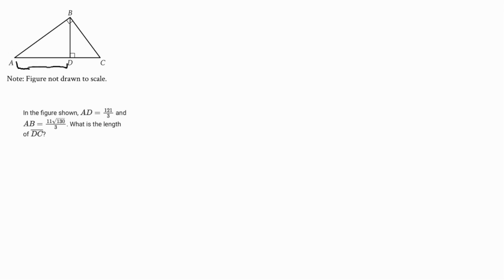So that will be this length here. And then we have a length AB and that's 11 times the square root of 130 divided by 3. So that is this length right here. Now it's important to notice, right, we have this larger triangle and then it's comprised of those two smaller triangles.